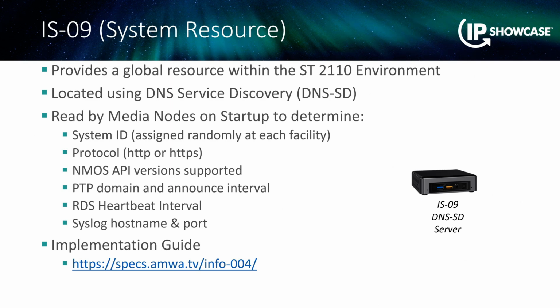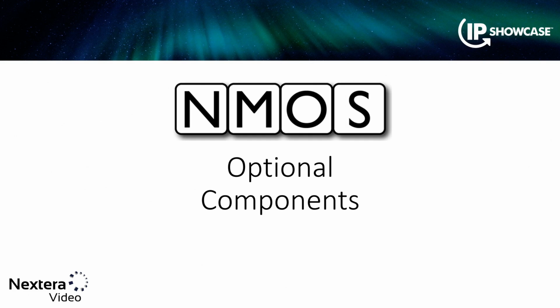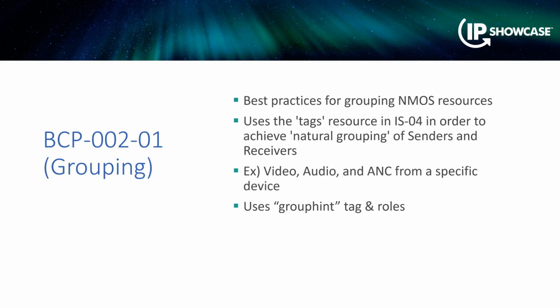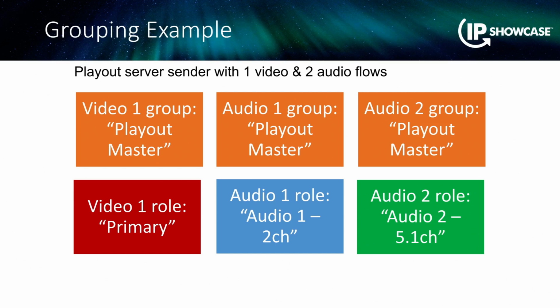So those are the parts that are called required under the EBU tech recommendation. There are some optional components that we can talk about next, which a lot of facilities have chosen to implement, especially this one, BCP-002-01, which is a grouping. As I mentioned, in 2110, the streams are sent independently. Video, audio, ancillary are 3 different streams. It'd be nice to know that those 3 go together. Those are all from server 1, for instance. So this natural grouping is a way where we can tag these. We can create these tags and say, this video, audio, and ANC go with a particular device.